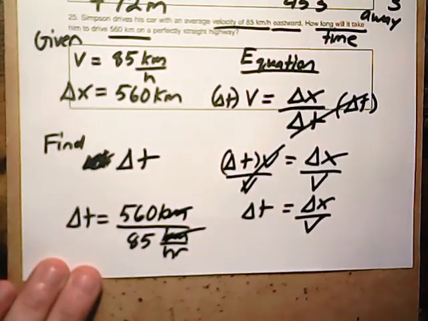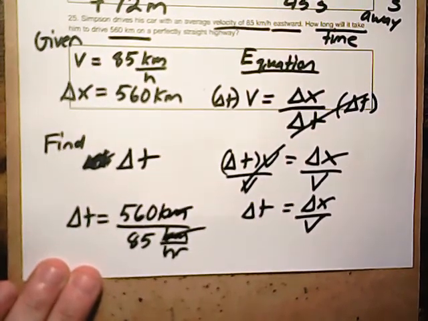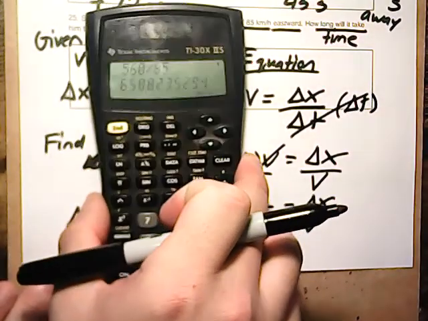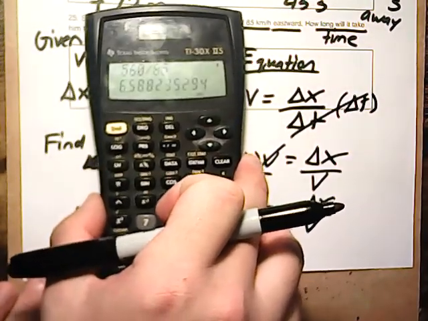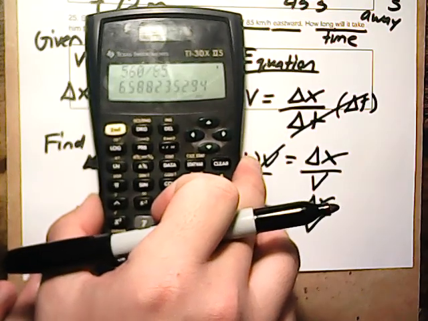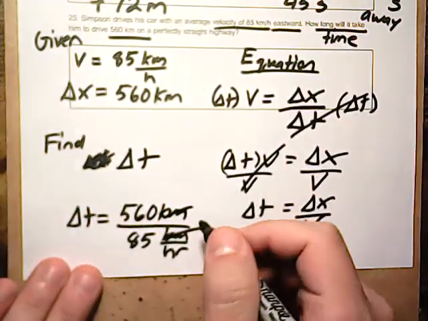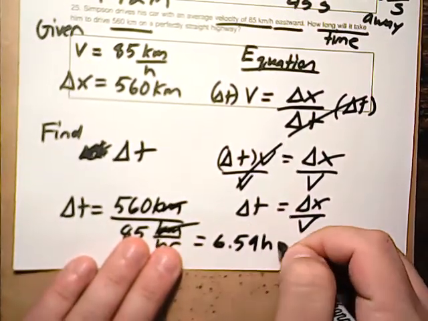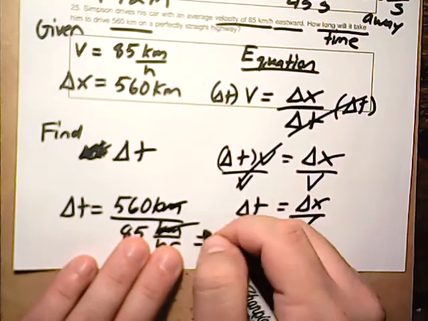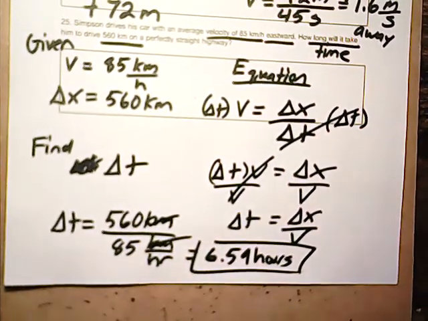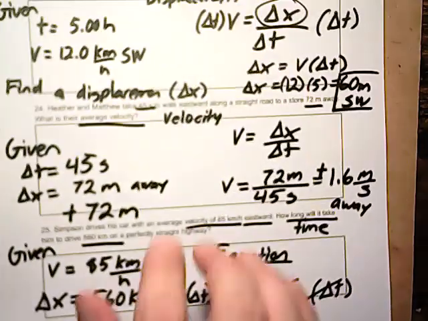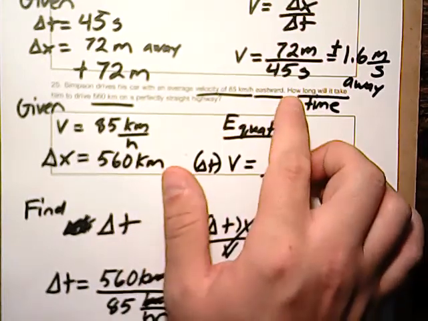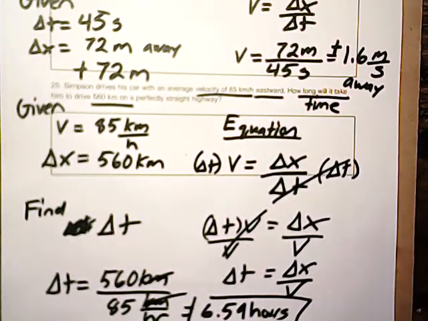So we do 560 divided by 85. We should get 6.588. So we're going to round that to 6.59 hours. So just to review, we have displacement, velocity, and time. These are all the possible combinations that you can solve for.